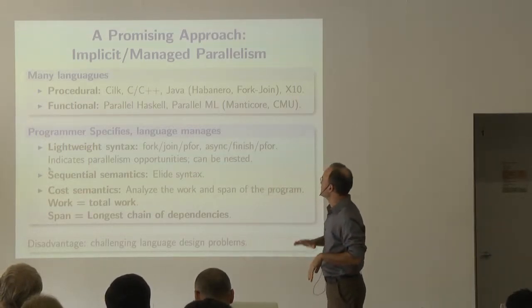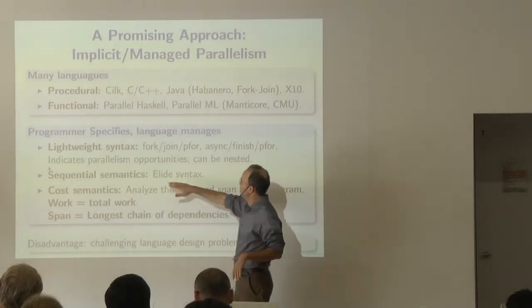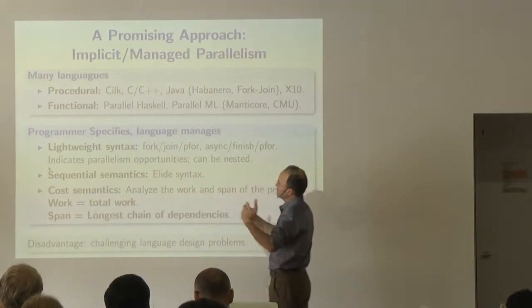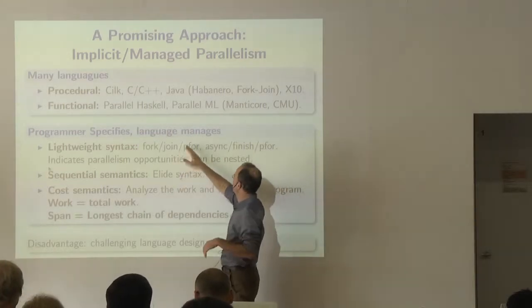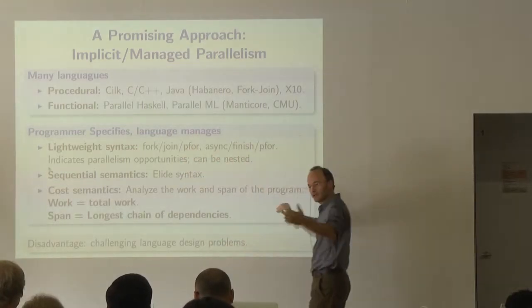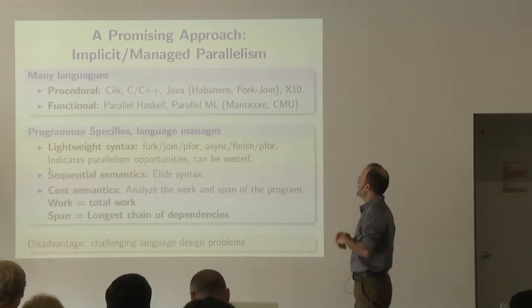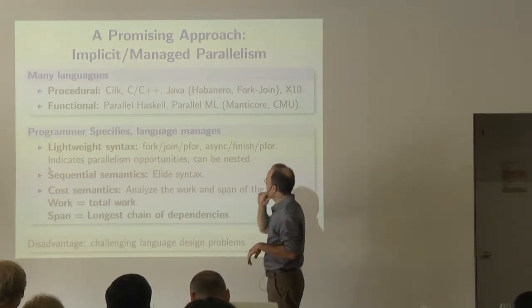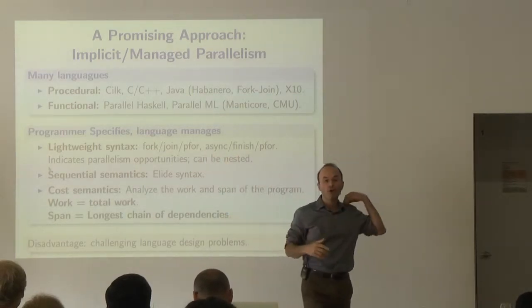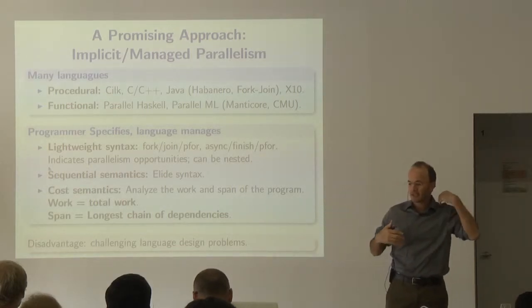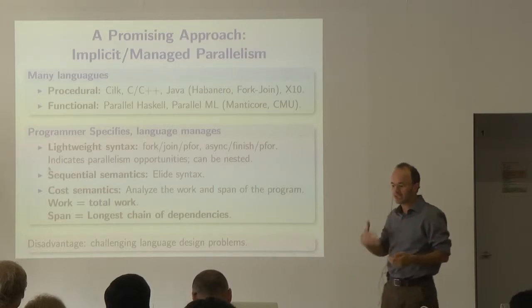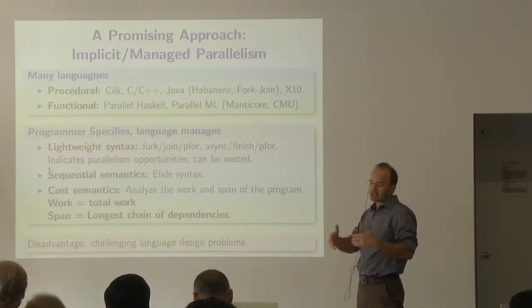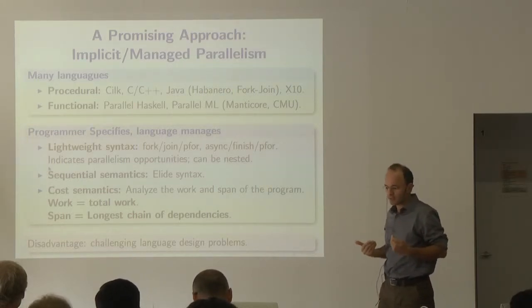So specific instances of this, typically I'll be focusing on two versions here: fork join and async finish, which is what Vivek talked about, for example. And also, you can add parallel for into the syntax, which is basically syntactic sugar. It can be implemented in terms of the fork join and async finish paradigm. Basically, the programmer indicates parallelism using these keywords.